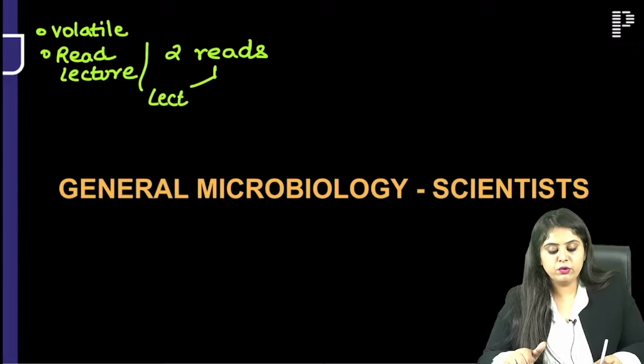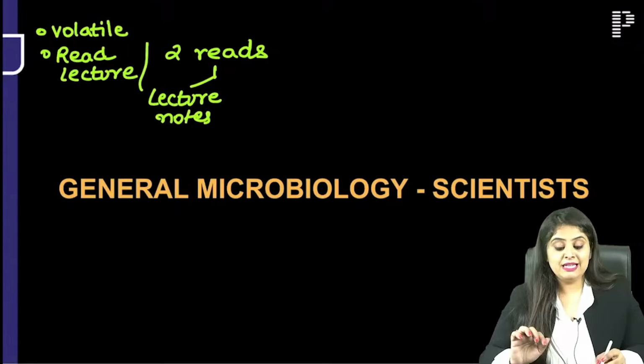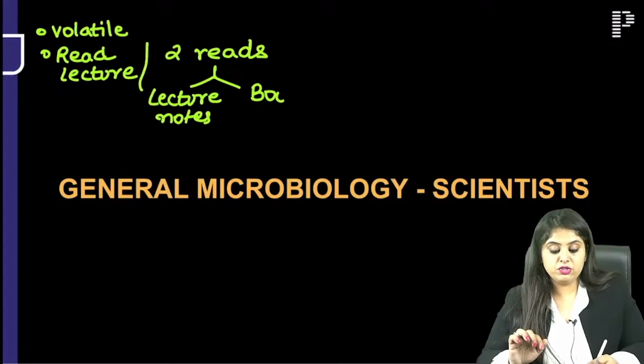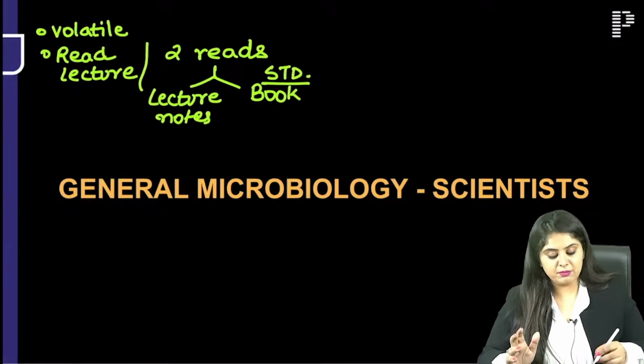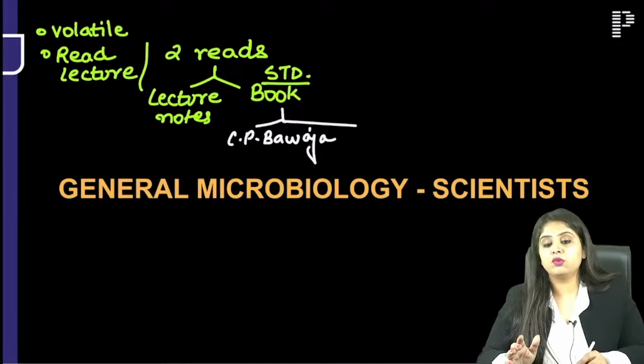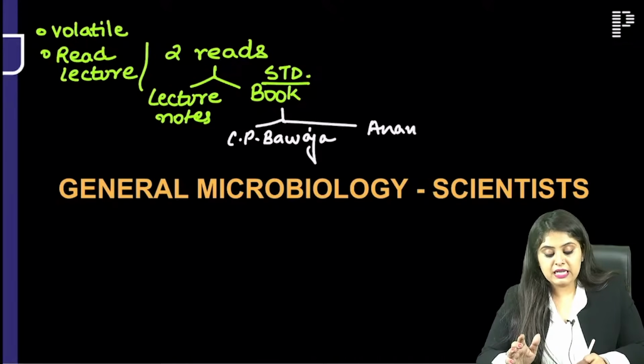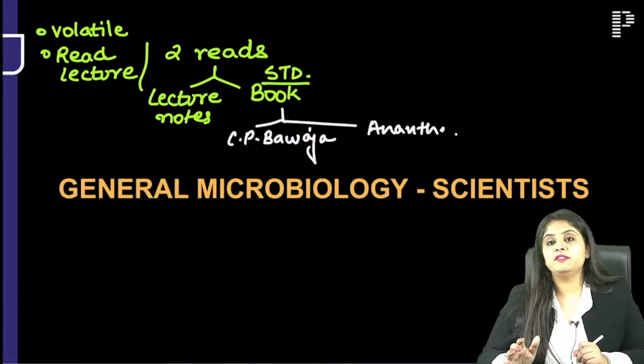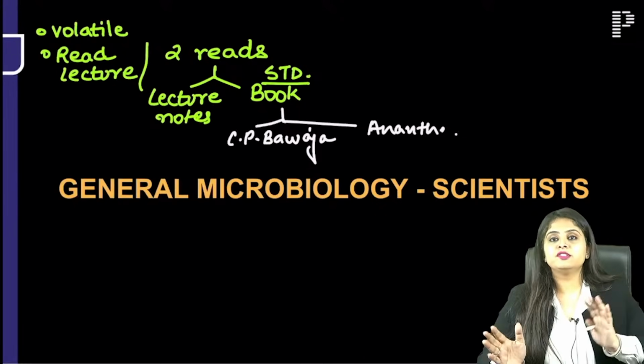One read is obviously going to be of this lecture that I am teaching you, so these notes you have to study. Second, your book, whichever standard textbook you are studying in your college. Can you tell me? Because I know there are 2-3 textbooks which are going on. Either there is CP Baveja sir's book that is very famous among students, or there is Anant Narayan sir's book that is very famous among students. But there is a big this versus this that happens.